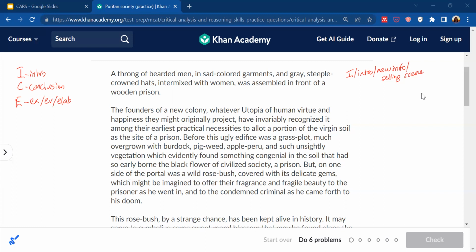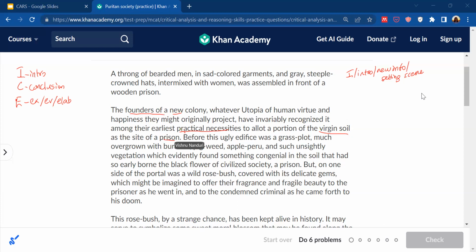So this is an interesting passage. It's very long and convoluted, so let's break down what they're talking about. It looks like in the first sentence, they're talking about the founders of the new colony, some kind of utopia, or they were aiming for utopia or happiness. They actually realized that they had some practical things to think about when it came to building a society or this colony. And so they took some of the new soil. They probably refer to virgin soil because it's a new colony that they're setting up. So they took some of that new soil that they had in their colony and they decided to build a prison.